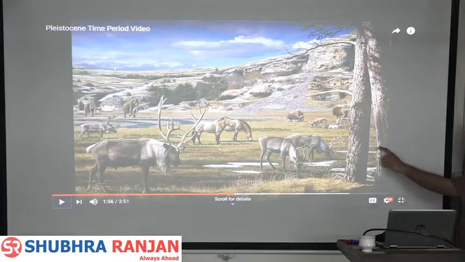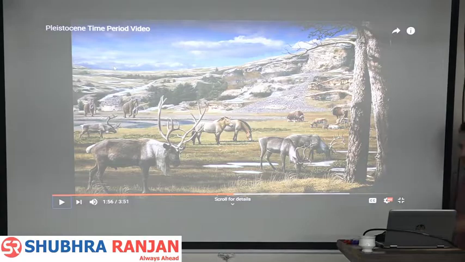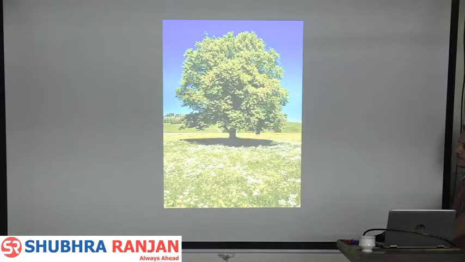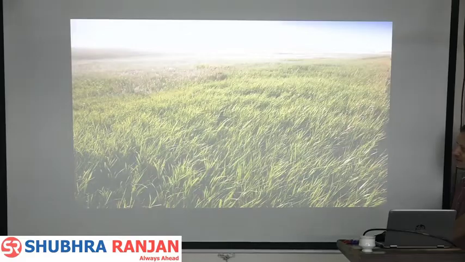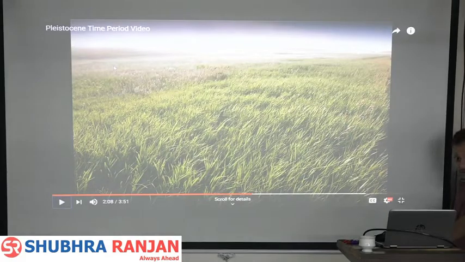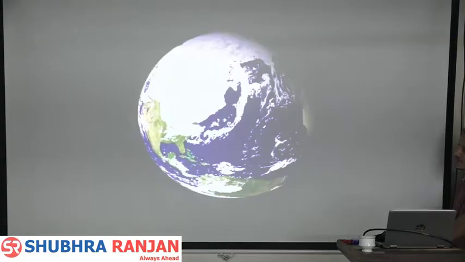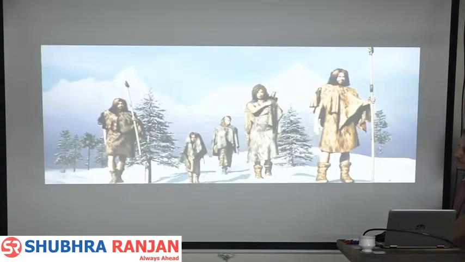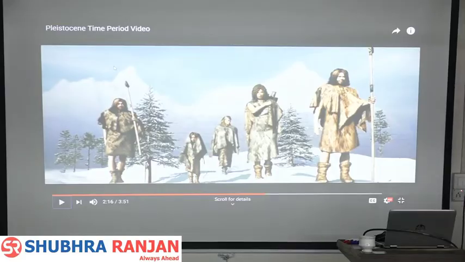Third evidence, plant fossils, after animal fossils. Only thing is you should now know the names of those trees. Now see, trees cannot occur in the regions of glaciers, so there will be dominance of grasses. And in the Pleistocene period, humans originated. That is, humans came on the earth.